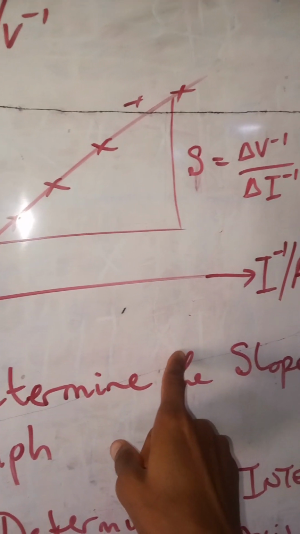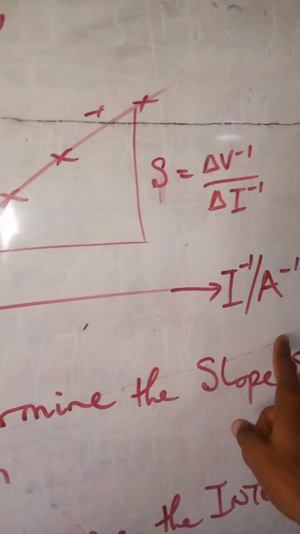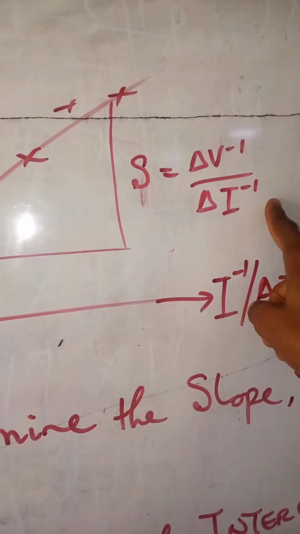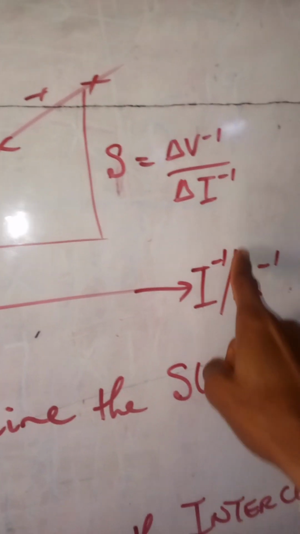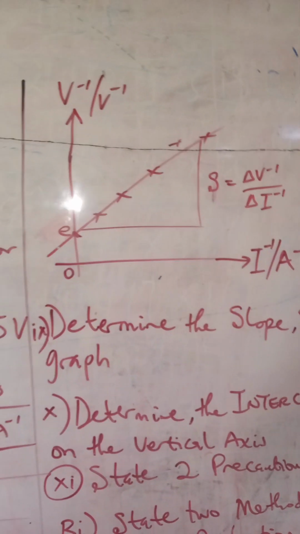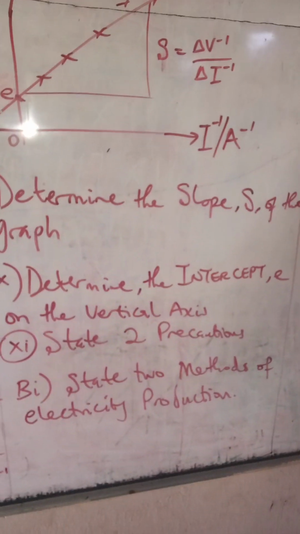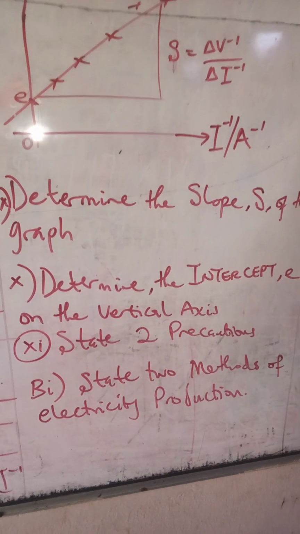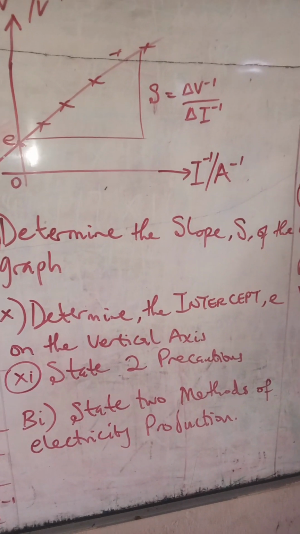You distinguish your axis, find your slope, change in V inverse against change in I inverse. Write the nature of how the graph will be when plotted. Determine the slope, determine the intercept.